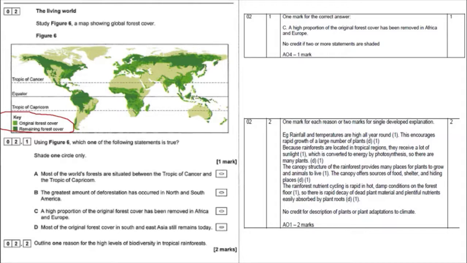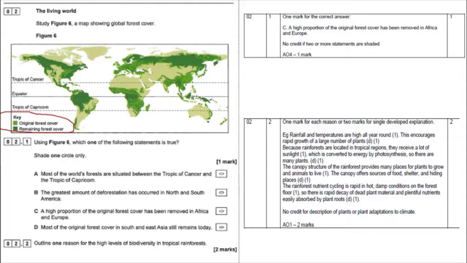The other thing you'll notice is that you've got the tropic of Capricorn and the equator marked on, and that's all there is. So before you even look at the map, just look at the key, look at the things, and then have a look at what the questions say. So have a look at question 2.1. It says, using figure 6, which of the following is true? Shade one circle only.